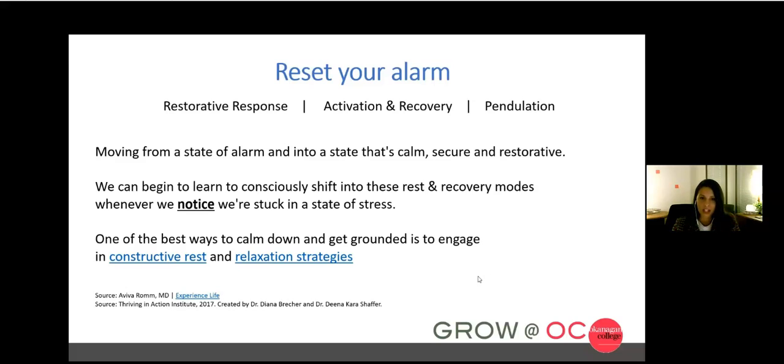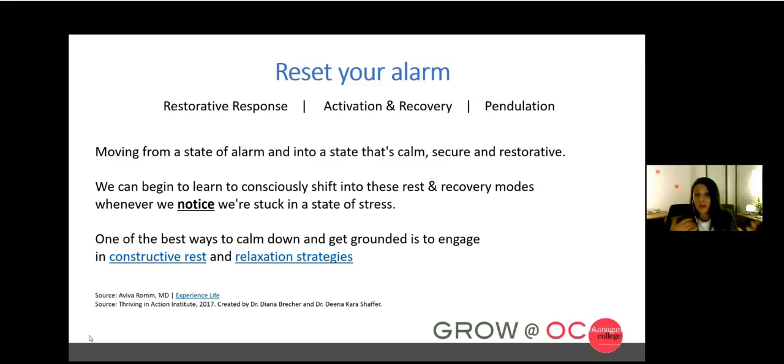So a point that I really want to hit home is that it's about being intentional and implementing those strategies before we hit that stage of feeling super overwhelmed, burned out, and that breakdown stage. Again, moving from that state of activation into rest and recovery.